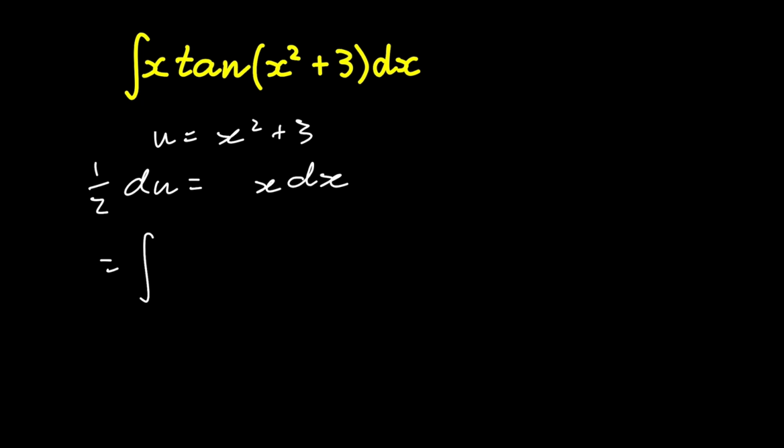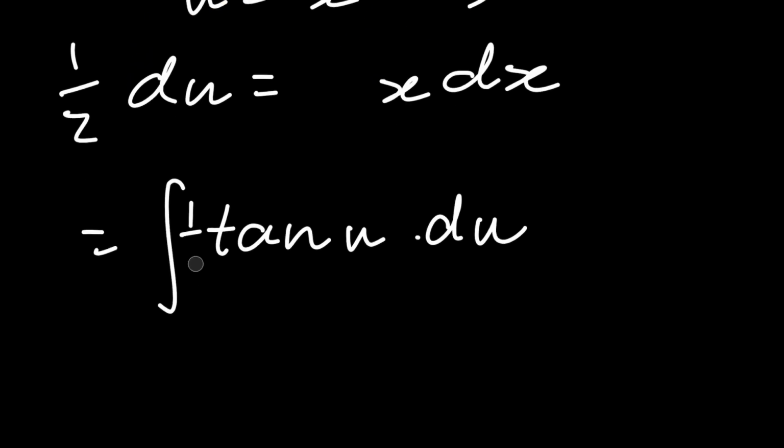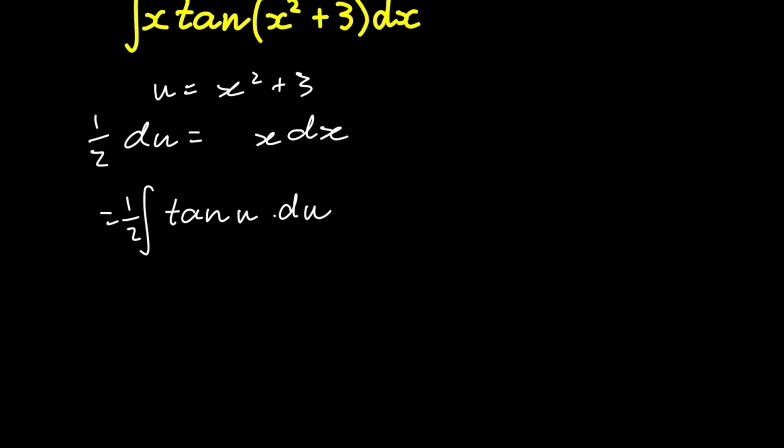So now we have the integral of 1 over 2 tan of u du. And that's because I substituted in u for x squared plus 3, and I substituted in 1 over 2 du for x dx. Okay, so I can take that constant out, because I know that we can take constants out of integrals. All right, now I'm going to express tan in terms of sine and cosine. So I have 1 over 2 into the integral of sine of u over cosine of u du.